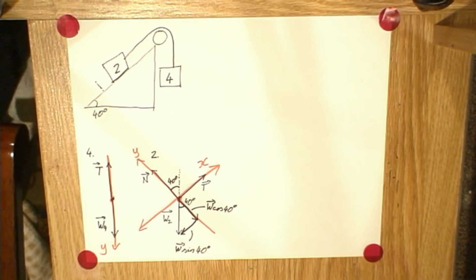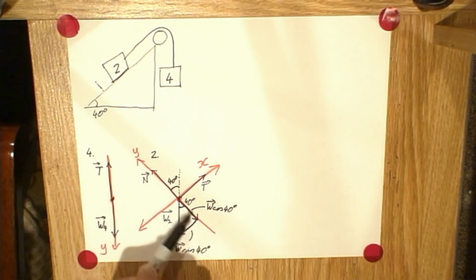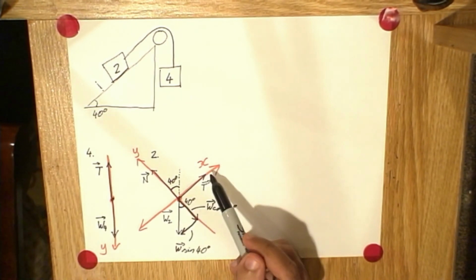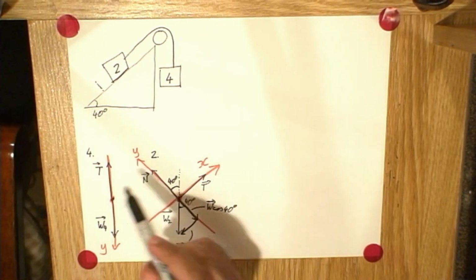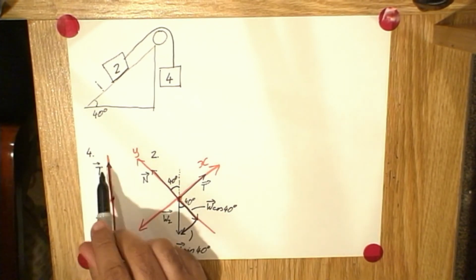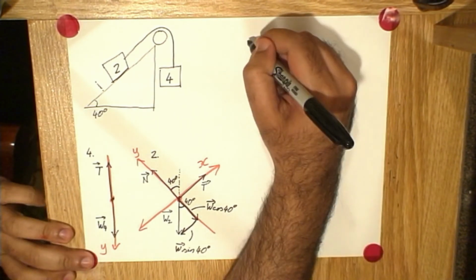All right. Now, because there's no friction in this question, we don't need to solve for what's happening in the y direction for the 2 kilogram object. We only need to bother with what's happening in the x direction, and we'll compare that to what's happening in the y direction for the 4 kilogram object. Actually, let's start with the 4 kilogram object. That was probably going to be a little bit easier to analyze.